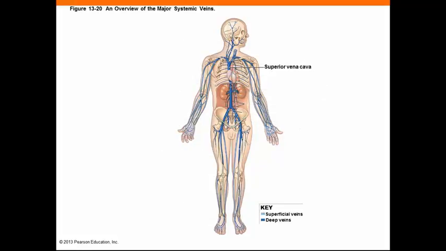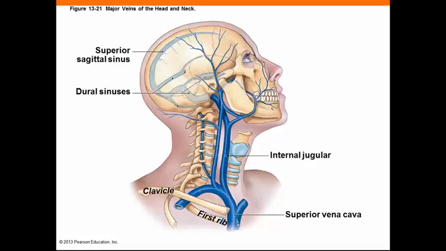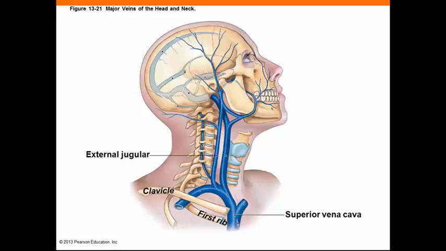So we'll start with the superior vena cava, which drains the head and neck, upper limbs, shoulders, and chest. Here's another view of the superior vena cava. Small veins in the neural tissue of the brain empty into a network of thin-walled channels called the dural sinuses. The largest of the dural sinuses is the sagittal sinus. These are drained by the internal jugular veins.